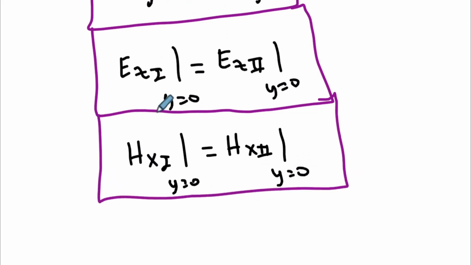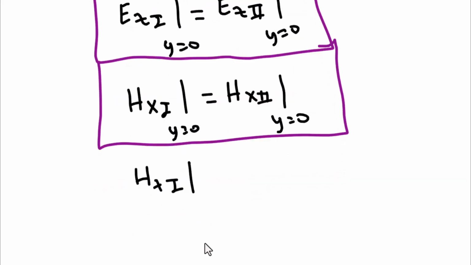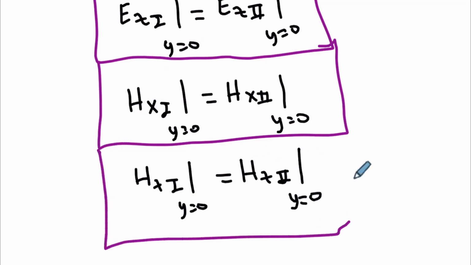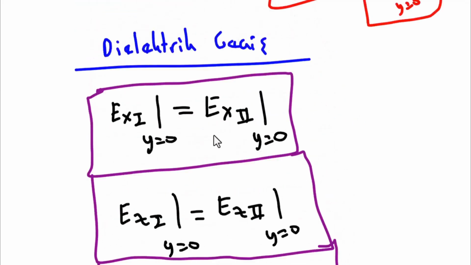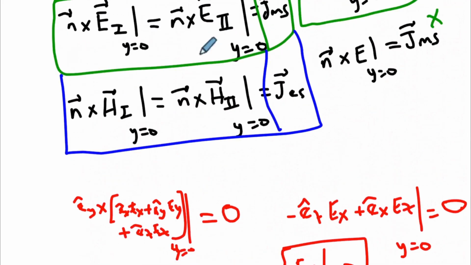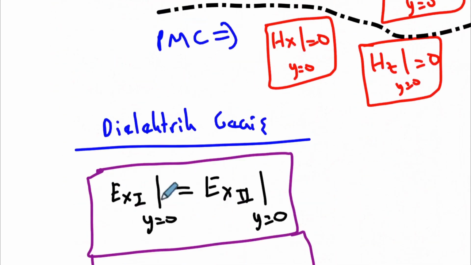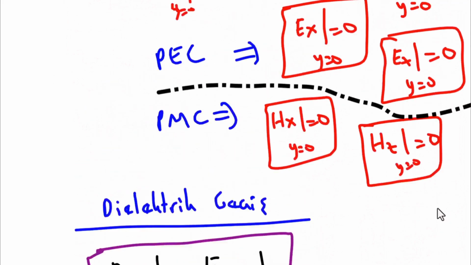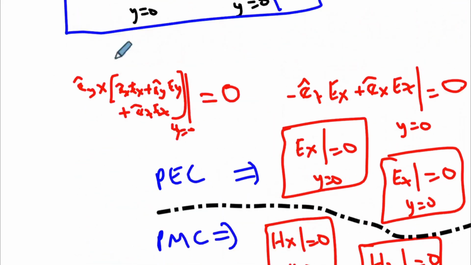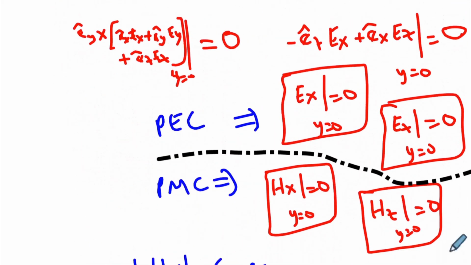Finally, friends, HZ in the first region where Y equals 0 must be equal to HZ at the boundary, in the second region in the dielectric area. Where are these last two coming from, friends? Of course it comes from the cross written in the blue part here. Which one comes from the green part, friends? From the part with E as well. E, X, and EZ are coming, just like how E, X, and EZ came from here, how HX and HZ came from PMC as well.